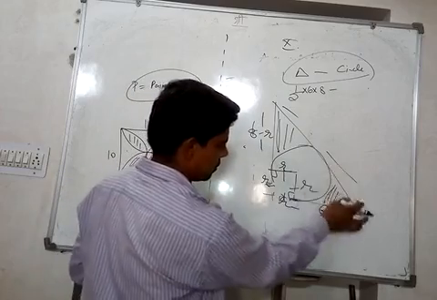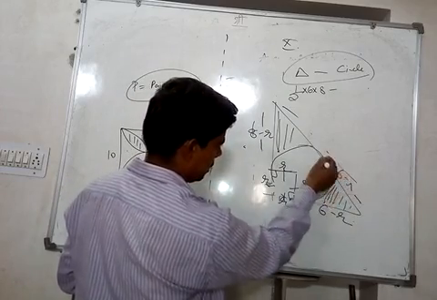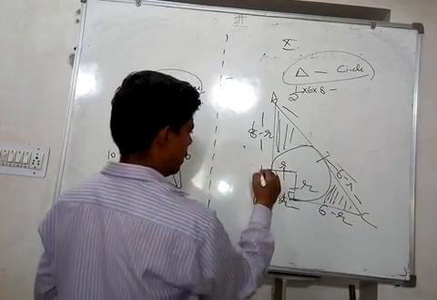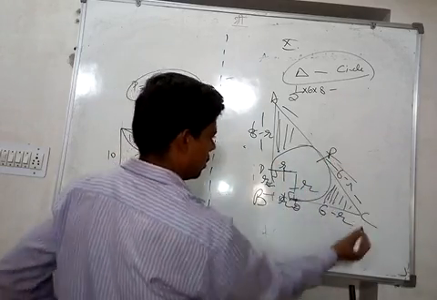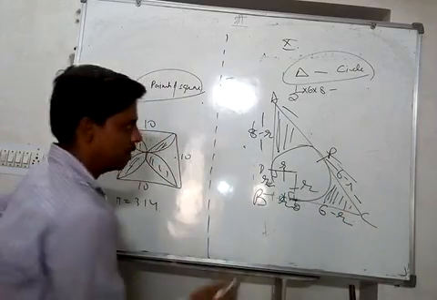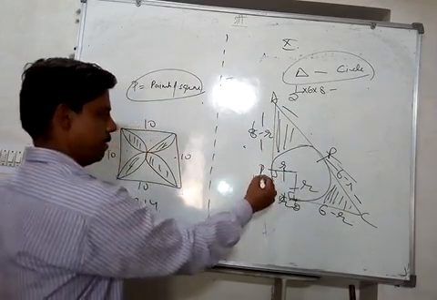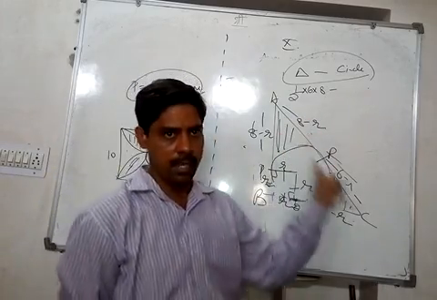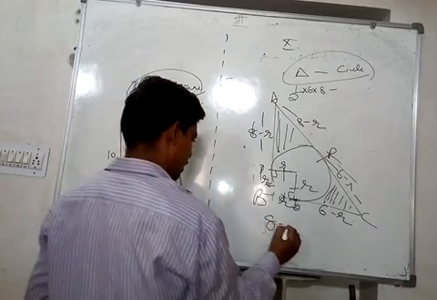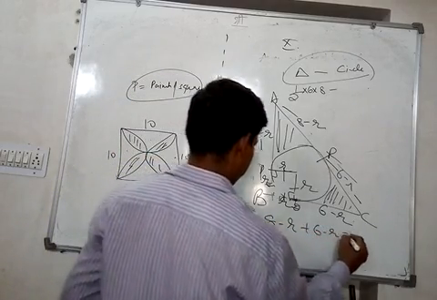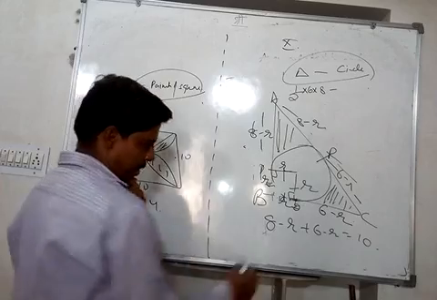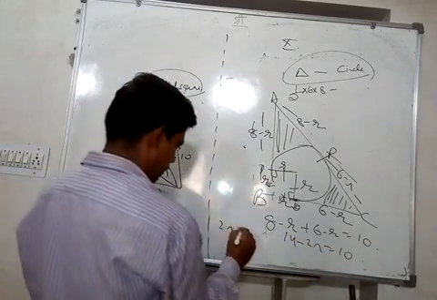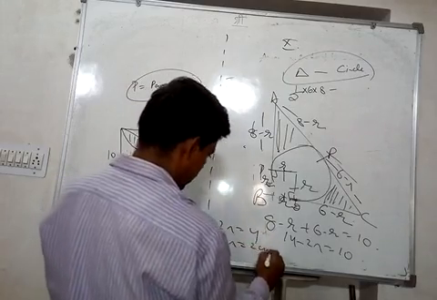But this tangent is equal to this tangent. So whatever the distances are, A, B, C, P, Q, R, CP is equal to CR and AP is equal to AR. So this is 8 minus R. But AC is equal to 10 units. 8 minus R plus 6 minus R is equal to 10. So we get 14 minus 2R is equal to 10. So 2R is equal to 4. So R is equal to 2 centimeter.